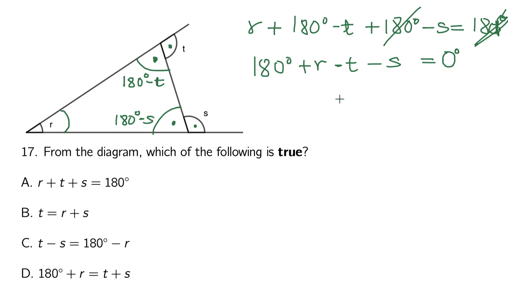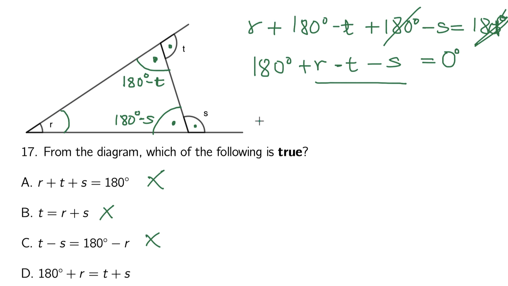Now we have to look at our options to see which one it looks like. It doesn't look like this, because to get this, you have to have the 180 on one side and then all the R, T and S on the other side. But if you do that, R is going to be negative, so that's out. This one is also out. It doesn't really have any 180. T minus S equals 180 minus R. That also doesn't work, because to get minus R, we have to take the R to the other side, and then you have the 180 on the left and the minus R on the right, so you can't have the two of them on the same side with these signs. So we're left with D, and D says 180 degrees plus R equals T plus S.